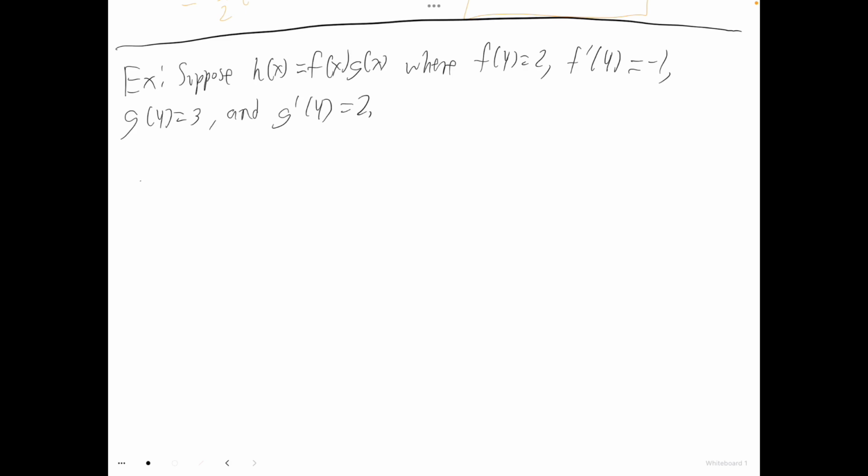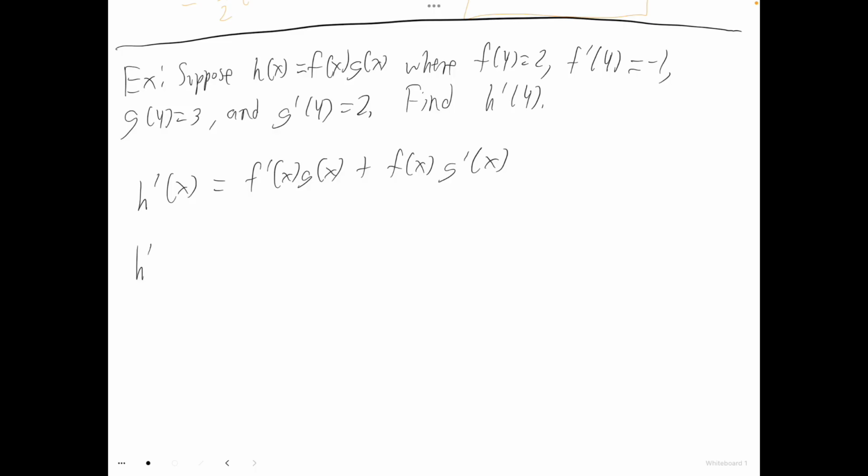So now by the product rule, we know the derivative of h is equal to the derivative of f times g plus f times the derivative of g. And so, I didn't say this, but we want to find h prime of 4. And so we know h prime of x is f prime of x times g of x plus f of x times g prime of x. So now we're just going to plug stuff in. We know that h prime of 4 will be f prime of 4 times g of 4 plus f of 4 times g prime of 4.